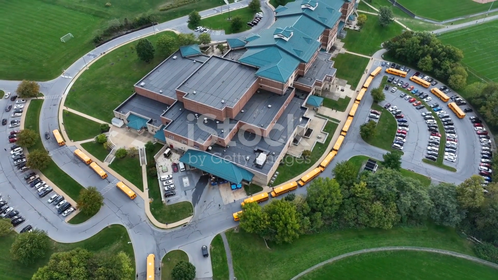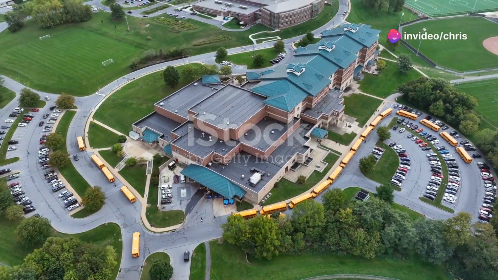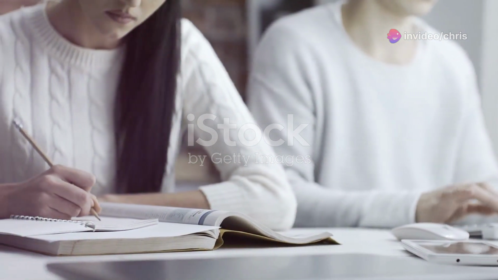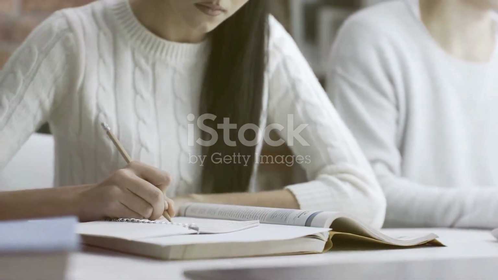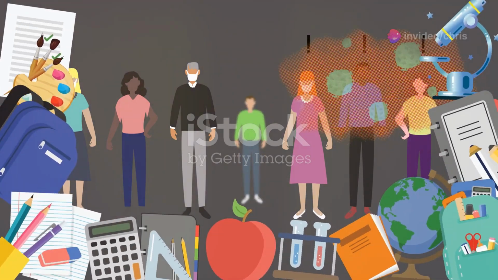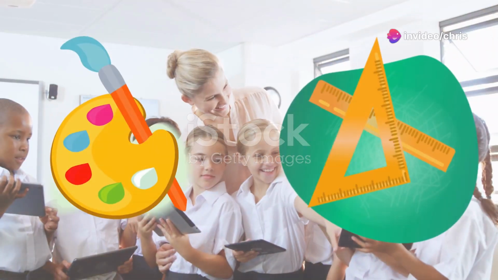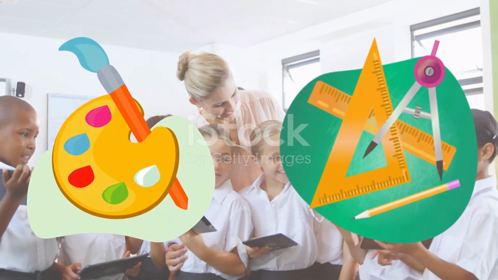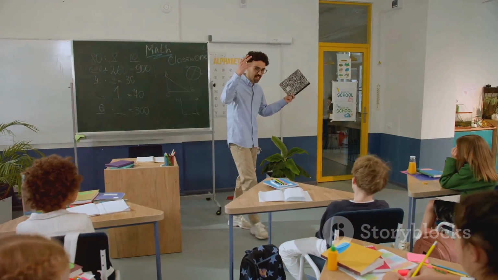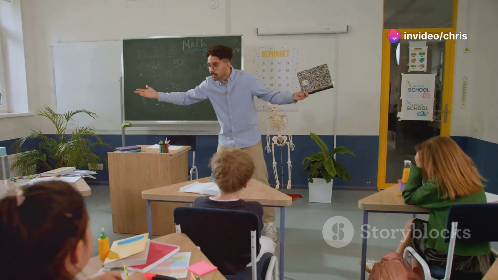Now, let's zoom in on the US education system. Here, academic performance disparities are glaringly evident when we break it down by race, class, and gender. For instance, students from affluent backgrounds tend to have higher test scores and graduation rates compared to their peers from lower income families. This isn't just about money, it's about access to quality education, safe learning environments, and supportive networks.